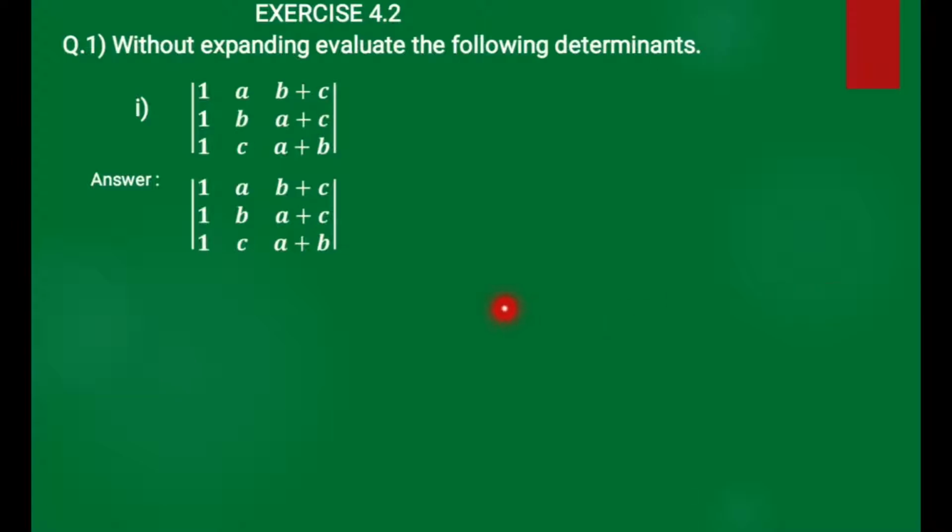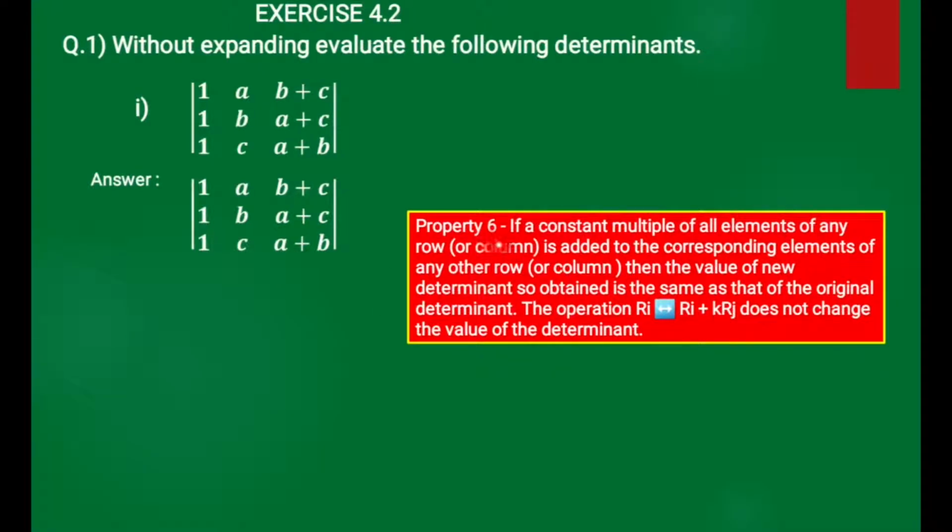if we add the elements of the second column to the elements of the third column, then we get a plus b plus c. Here we get b plus a plus c, that is a plus b plus c, and for the third we get c plus a plus b, that is a plus b plus c. So here we apply property number 6: if a constant multiple of all elements of any row or column is added to the corresponding elements of any other row or column, then the value of the new determinant so obtained is the same as that of the original determinant.